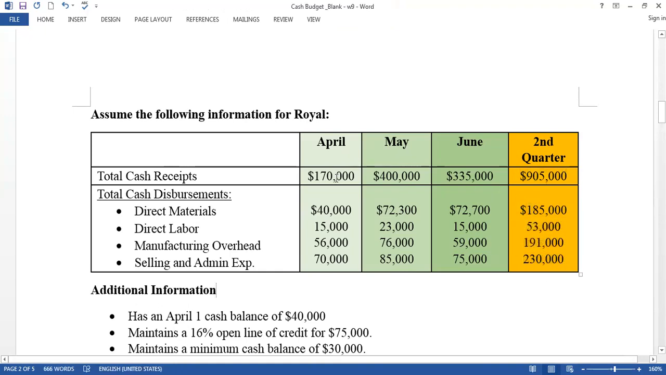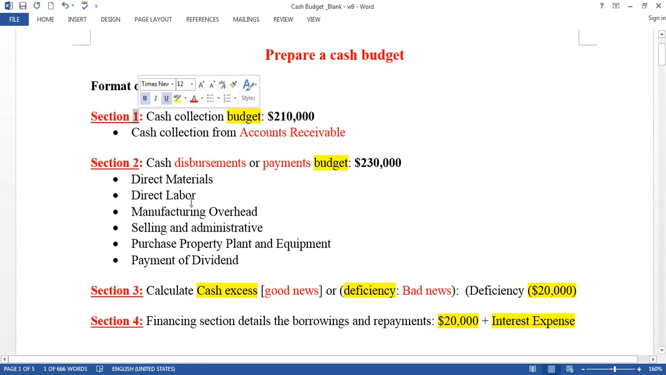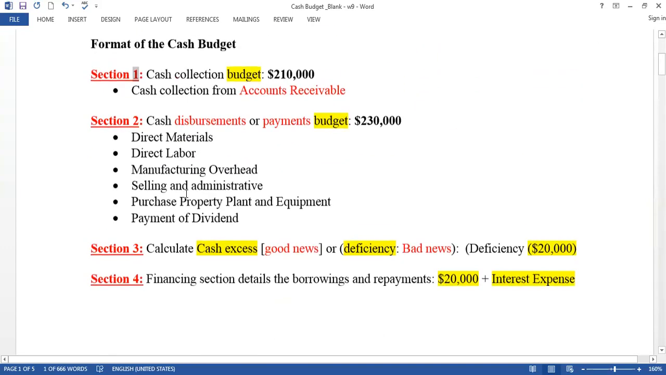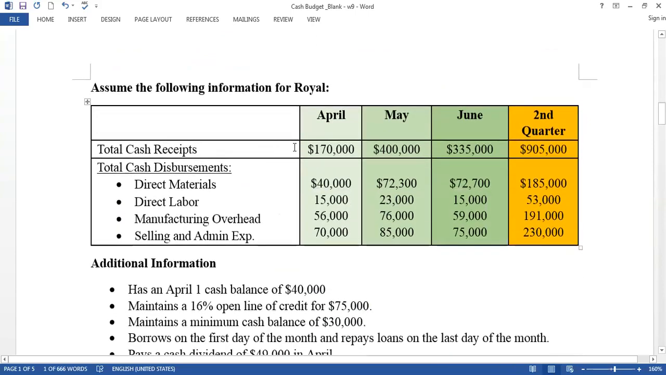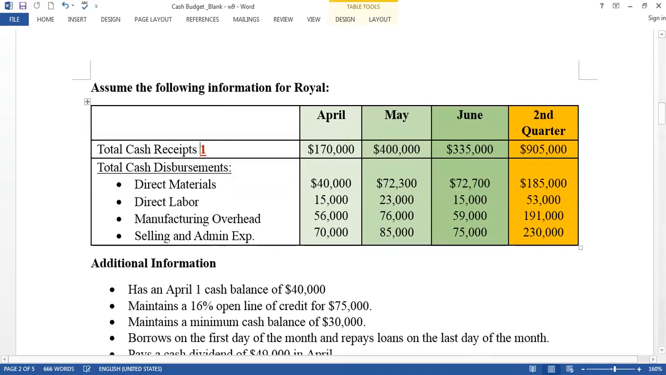But individually, we have April, May, and June. So which information is given? Look here, the first part of the question. Can you remember the first part of the question? Section 1 is cash collection, right? So number 1 is about cash collection. Number 2 is about cash payment. We know that. So 1 and 2 are given: cash collection and cash payment.